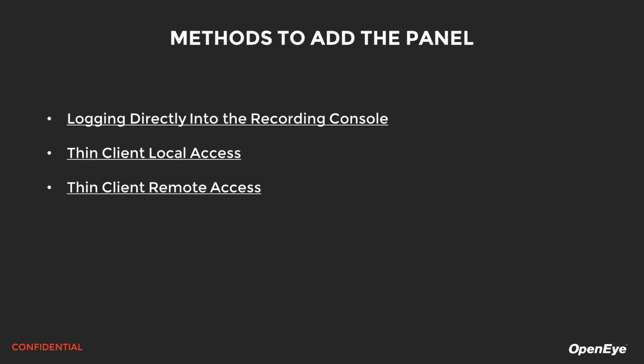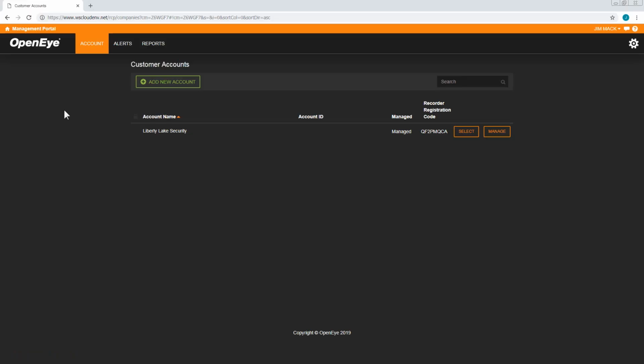So give me a moment and we're going to jump into OWS. All right, once you sign into OWS, you'll be brought into the channel partner portion of this portal, and this is where all of your customers are listed. So you want to locate that customer, and the first thing you want to do is choose Manage.